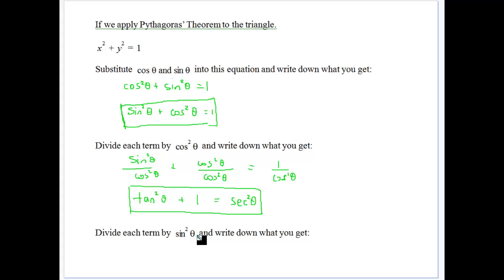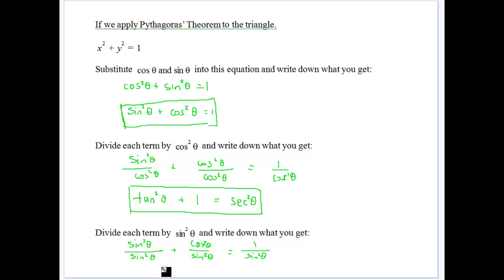Now, divide this equation here by sine squared theta, and we'll see what we get here. So we get sine squared theta on sine squared theta, and 1 plus cos squared theta over sine squared theta. And that would be equal to 1 over sine squared theta.